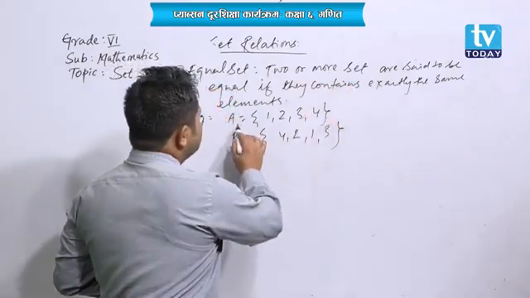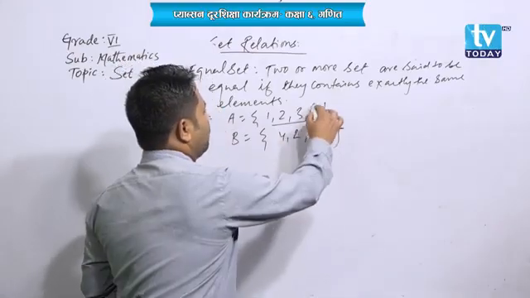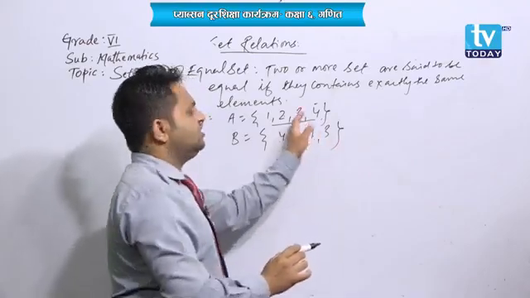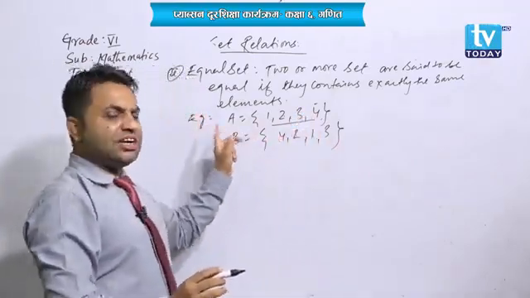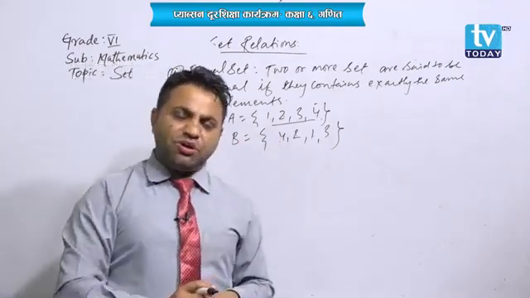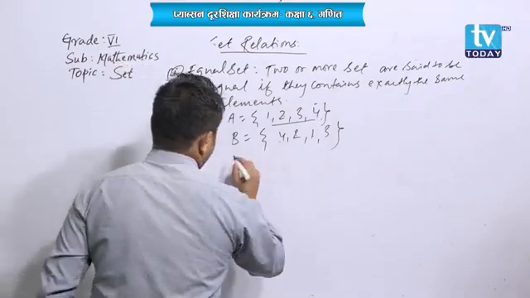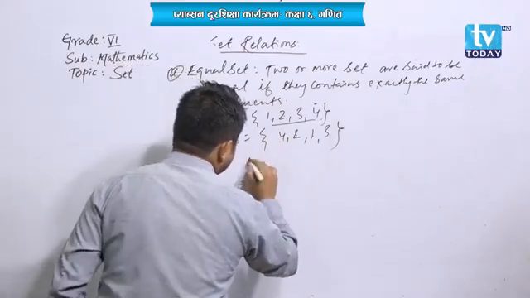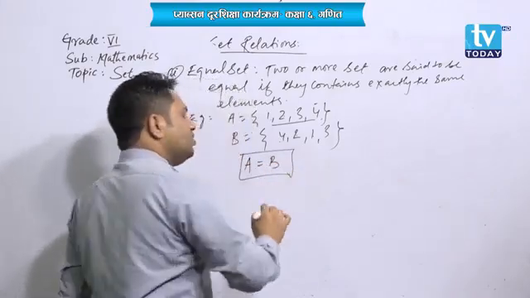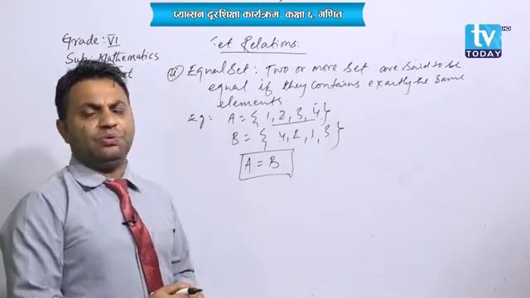Here in set A 1 2 3 4 and set B also the same elements, 4, 2, 1, 3. These two sets are called equal sets. They contain exactly the same number and same elements. We can write equal sets as A equals B. If A equals B, then you can say that these two sets are equal.